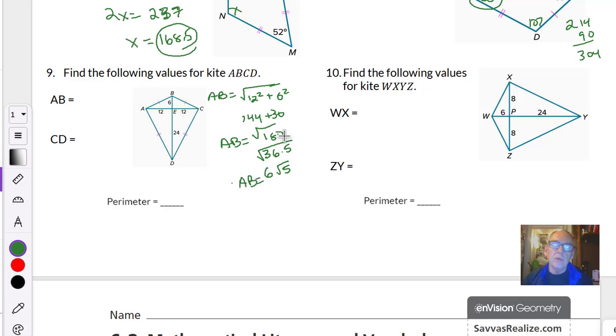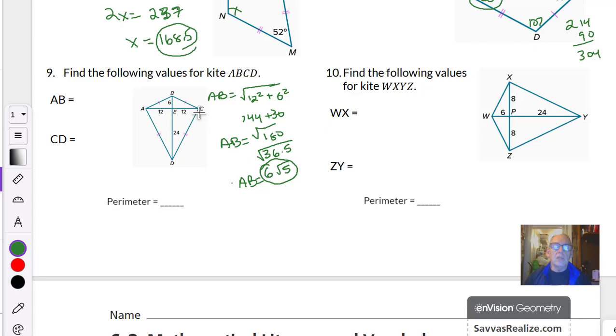Now if we needed a decimal for the square root of 180, we're looking at 13 times 13 is 169, 14 times 14 is 196. So it's between 13 and 14 as a decimal. But the exact answer is 6 radical 5. 6 times the square root of 5 is the length of AB.